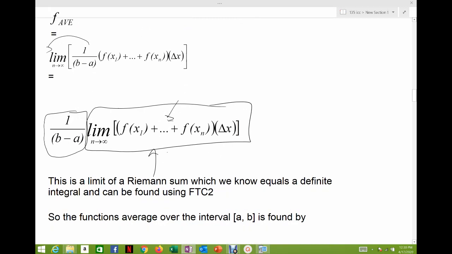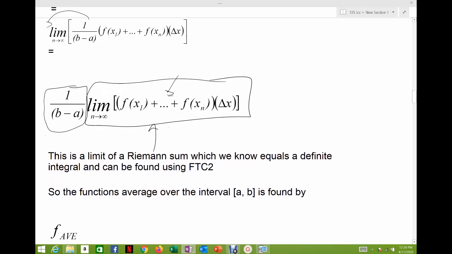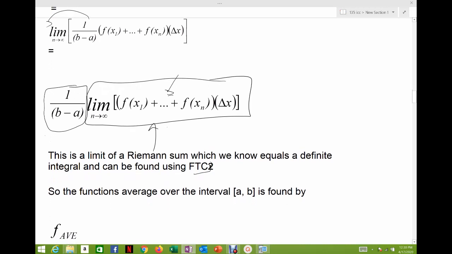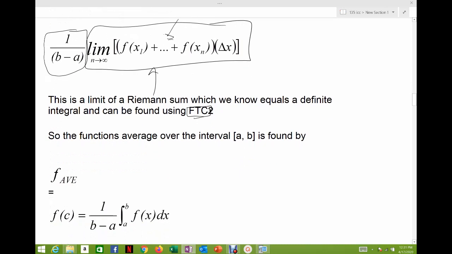This is the limit of the Riemann sum, which we know equals the integral, and it can be found using the fundamental theorem of calculus, FTC. So I know how to solve it. And so what we do is, well, that's this integration.